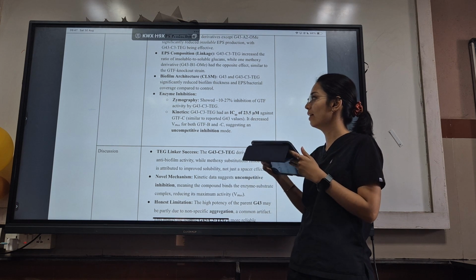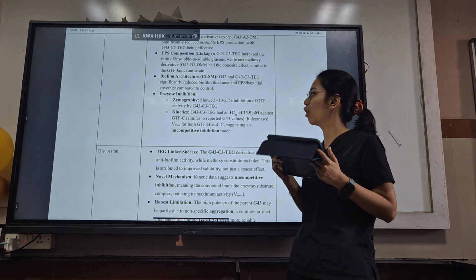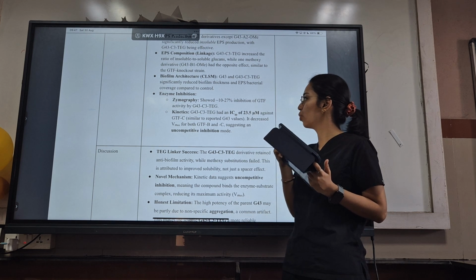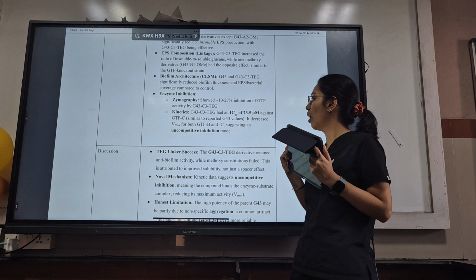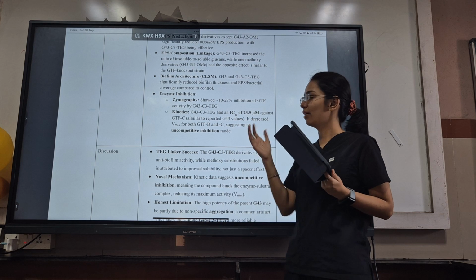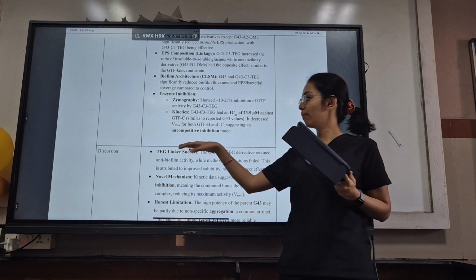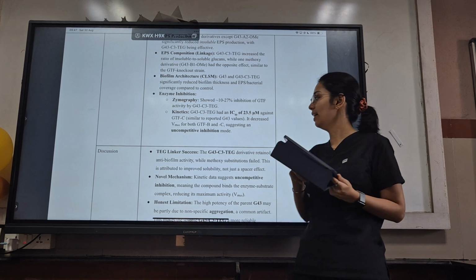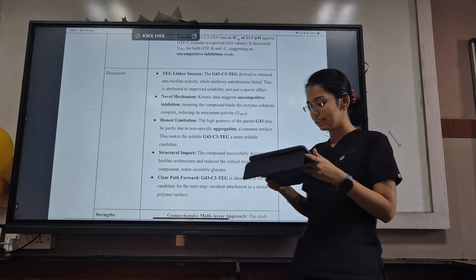The results revealed that zymography showed approximately 10 to 27% inhibition of the GTF activity by TEG, and kinetics showed that it had an IC50 of 23.5 micromolar against the GTFC, which was similar to the G43 values. So it also had a decreased Vmax for both the GTF B strain and the C, which suggests an uncompetitive inhibition mode. Moving on to discussion.